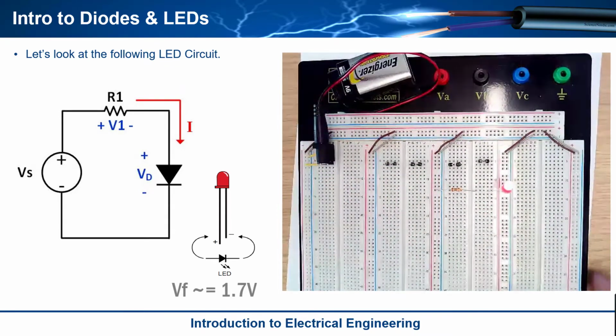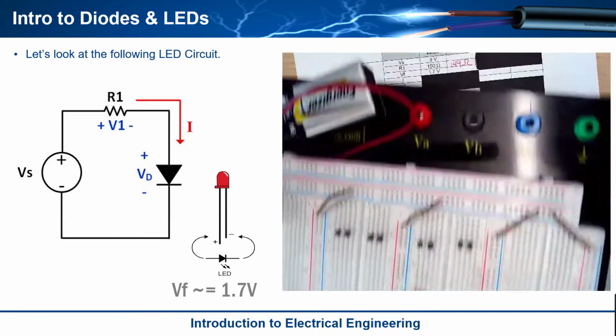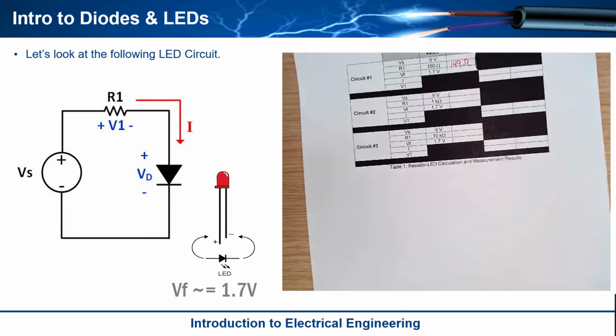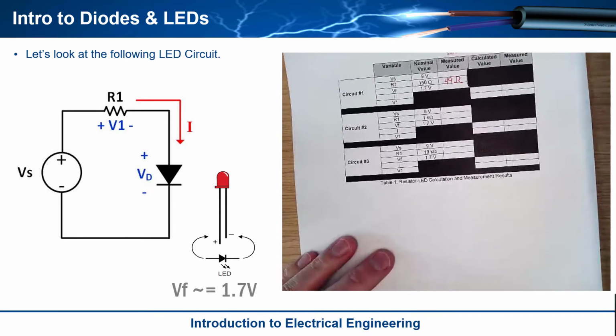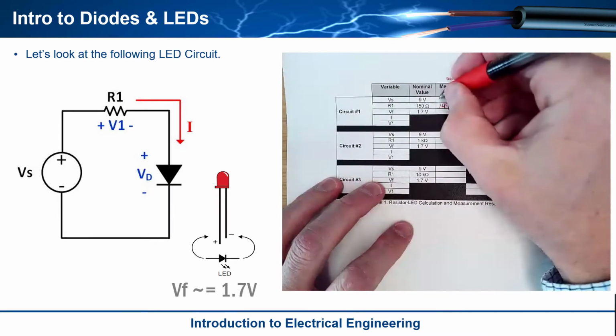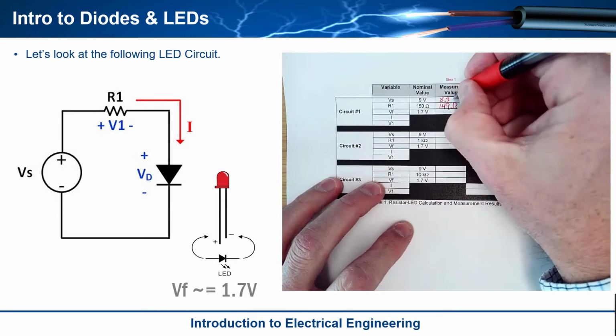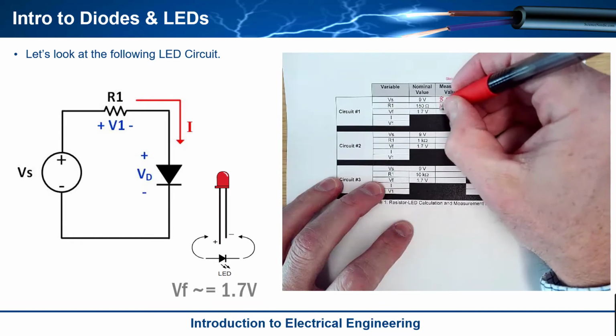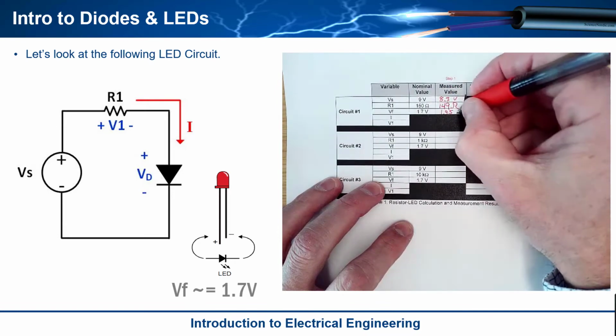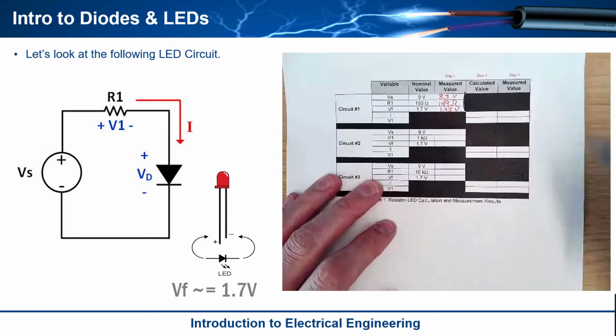Good old trusty over there, and then let's enter those into my table. I'm going to unplug the battery so I don't drain it because it's getting a little low. So I'm going to come back here, and I got 8.3 volts, and I got V forward of 1.95 volts. So now I want to do some calculations.